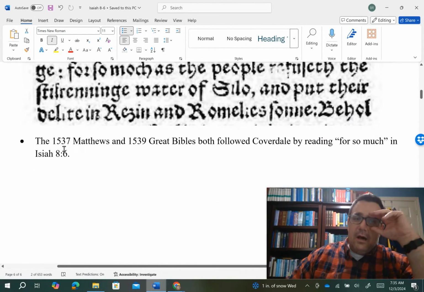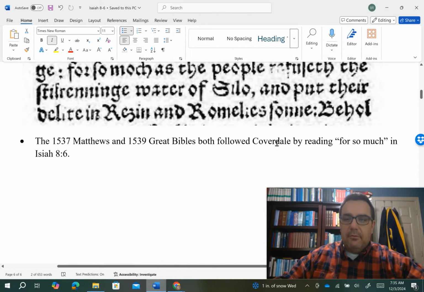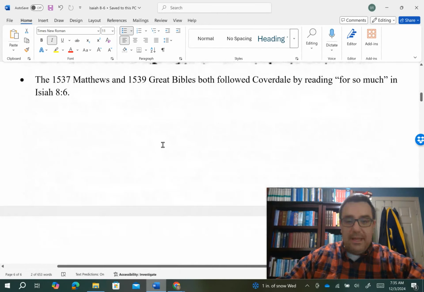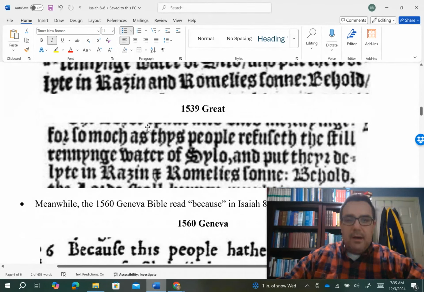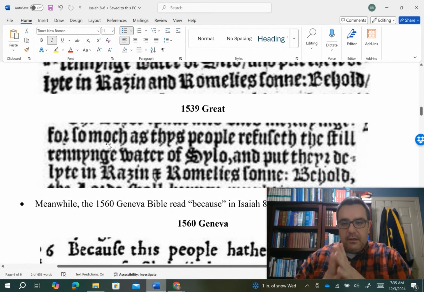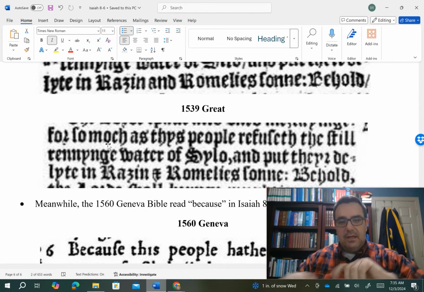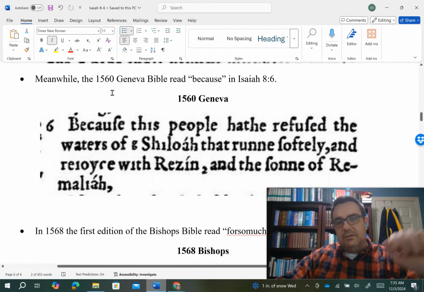Okay. Now, in 1537, Matthews and the 1539 Great Bible both followed Coverdale by reading Forsomuch in Isaiah 8:6. Okay, so here we have Matthews, 1537, Forsomuch, and here we have the Great Bible from 1539, Forsomuch. So, Coverdale, Matthews, and Great, they all read Forsomuch in Isaiah 8:6. Okay. Now, we see a difference when we get to 1560 Geneva Bible.